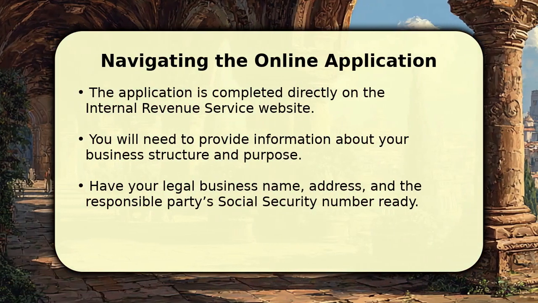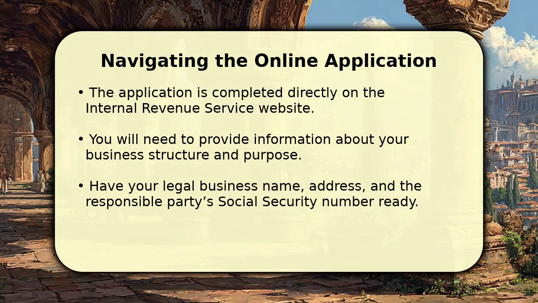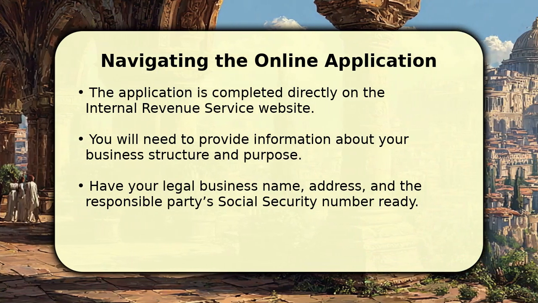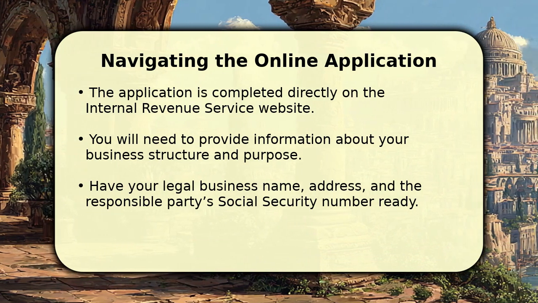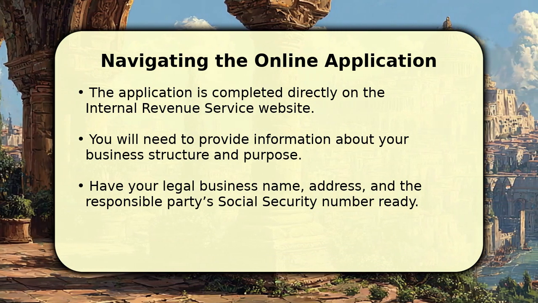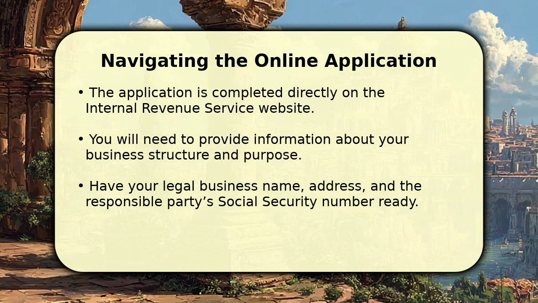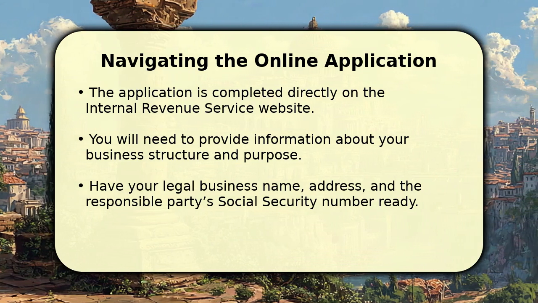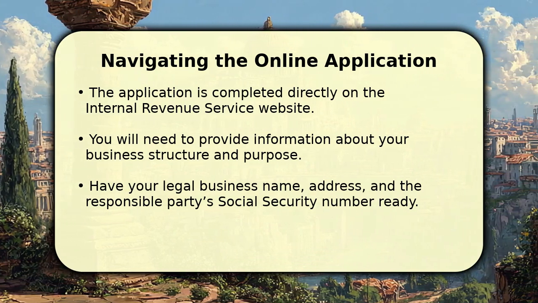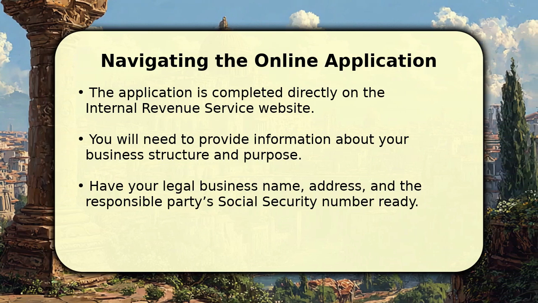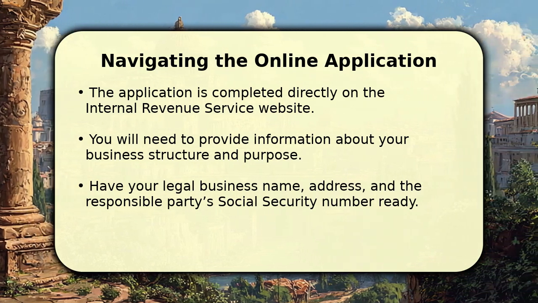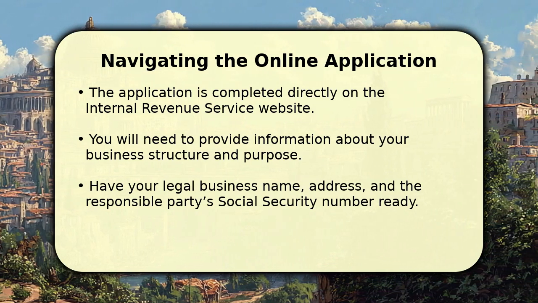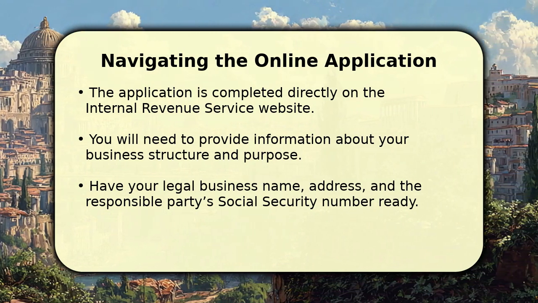To apply, visit the official Internal Revenue Service website and locate the online EIN application. You will be prompted to answer questions about your business structure, such as whether it is a sole proprietorship, partnership, or corporation. Be sure to have all necessary information prepared beforehand, including your legal business name, current address, and the responsible party's Social Security number. Remember, the online session will automatically expire after 15 minutes of inactivity, so work efficiently and have everything organized.